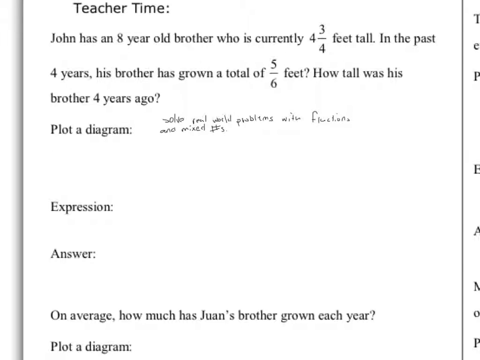So when we look at this first problem, I saw a couple different diagrams. The first diagram I saw was an arrow diagram where people were showing that there was a positive 4 3/4 feet. And they were thinking kind of like, I'm going back in time and I'm going back that 5/6 feet to figure out what it used to be. That's one arrow diagram I saw.